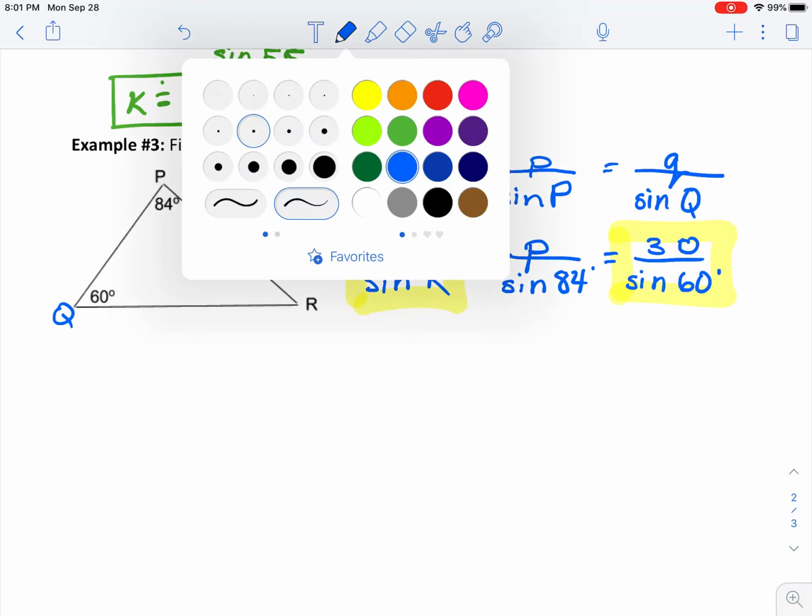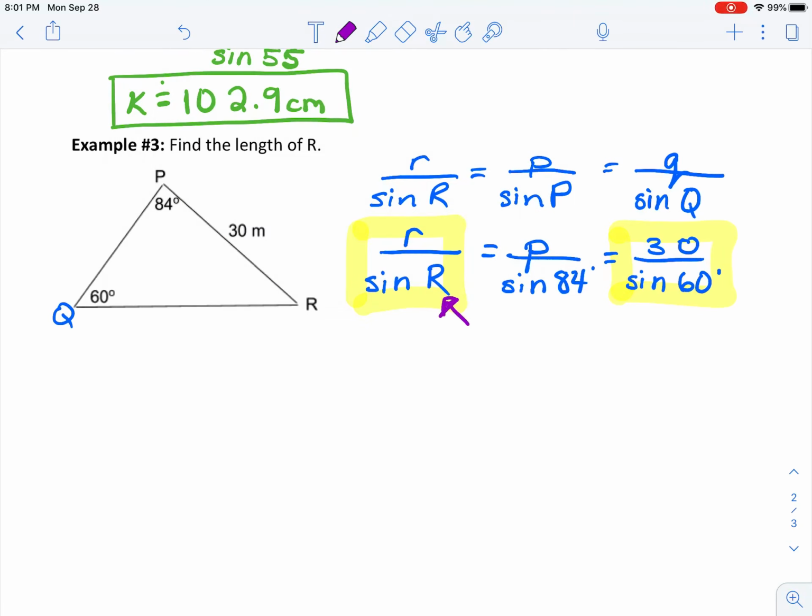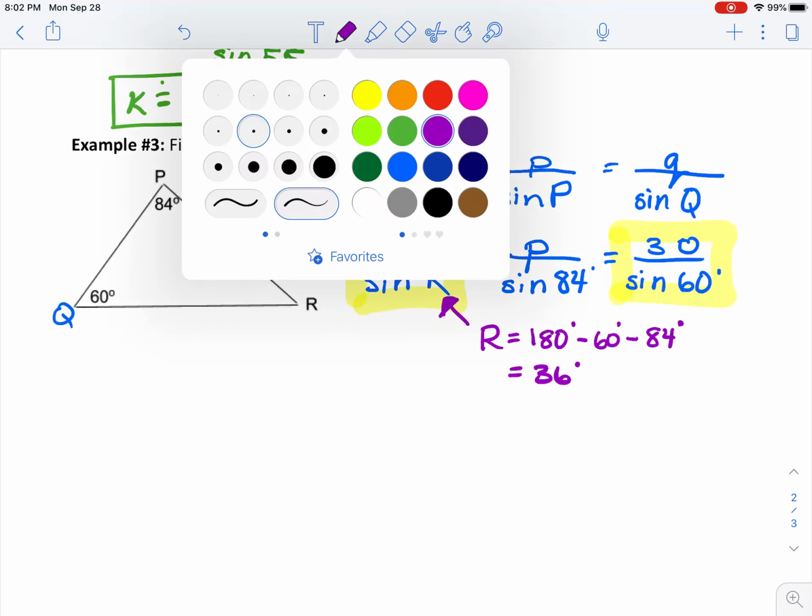So first, we need to find that angle R. We saw last class that we can take our 180 degrees and subtract the two known angles from it to find that missing one. We talked about how it would be quicker to do that than to use SOHCAHTOA again. So triangles always have 3 angles that add up to 180. I can really quickly do that to figure out that angle R is 36 degrees.